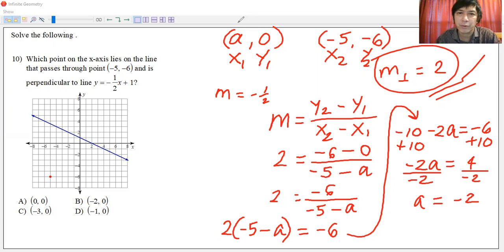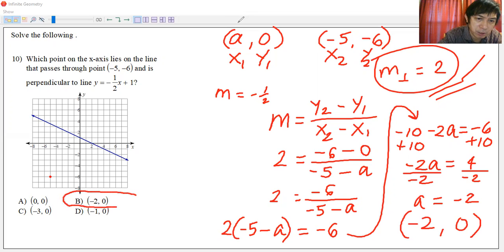And a, 0 must be negative 2, 0. There. And that goes to letter B. Okay? That should be the answer. There. All right. So that's it. How about the graphical solution?